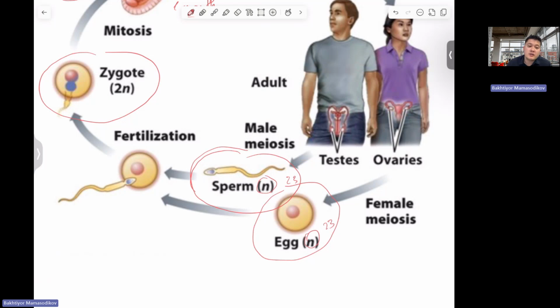So meiosis in males only happens in the testes. We call them testes. In the females, it happens in the ovaries, only in the ovaries.